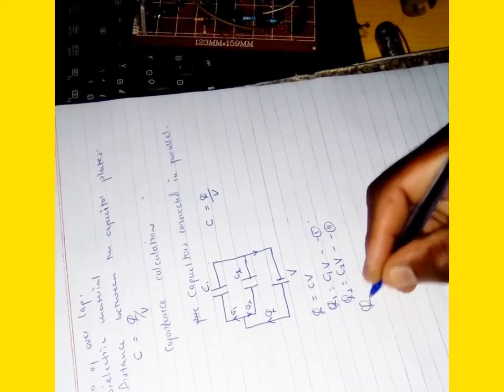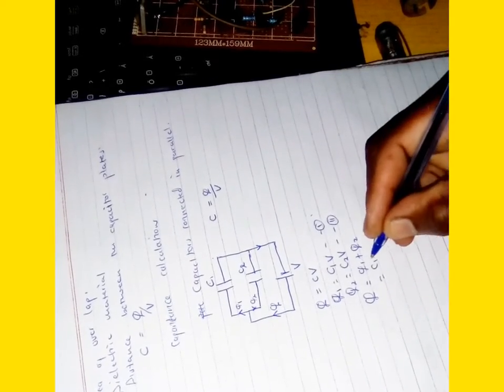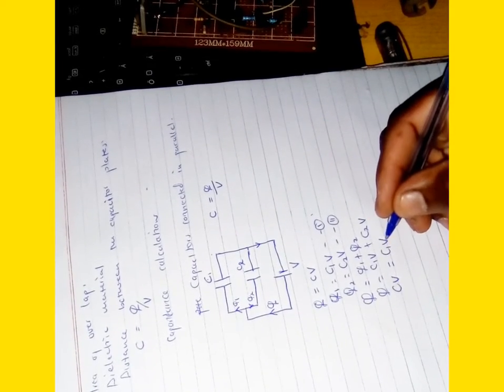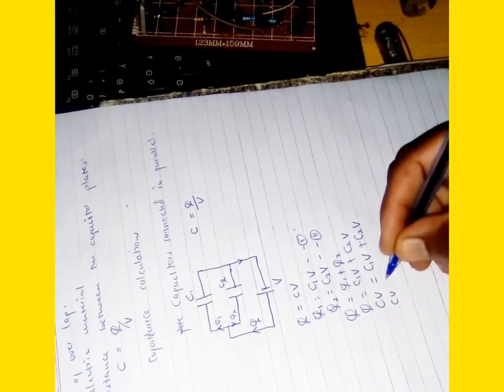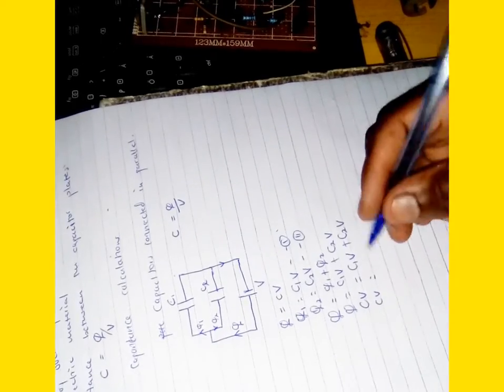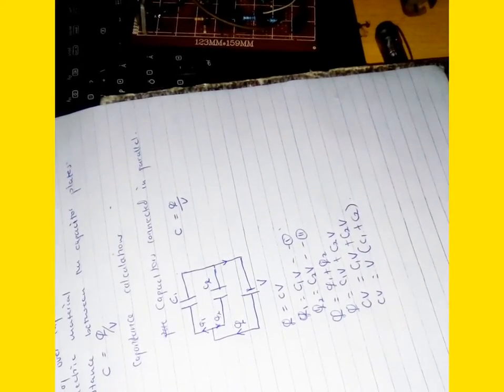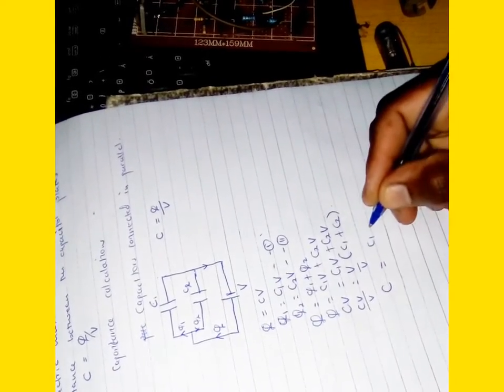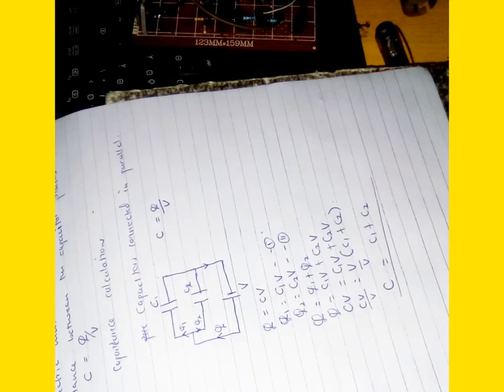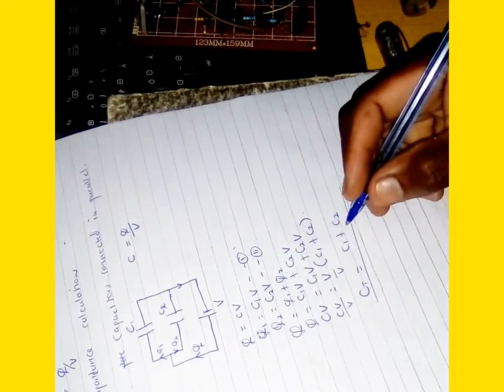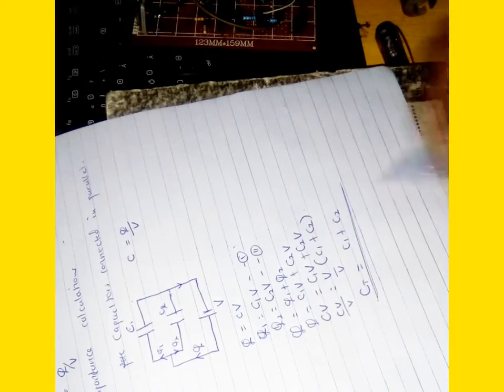Our total charge will be charge 1 plus charge 2, which is C1 V plus C2 V. But we know this total charge is equal to CV. So CV equals C1 V plus C2 V. Pulling out the common factor V, we remain with C1 plus C2. When we divide by V, the two V's cancel, and we remain with C equals C1 plus C2. When two capacitors are connected in parallel, their total capacitance is the sum of the capacitances. This is our first formula.